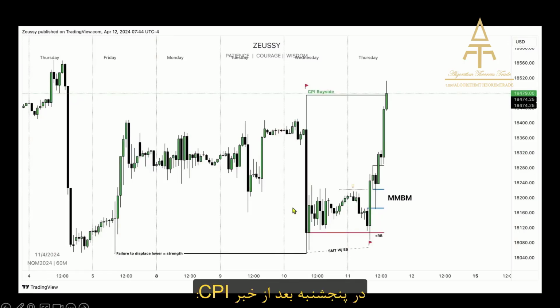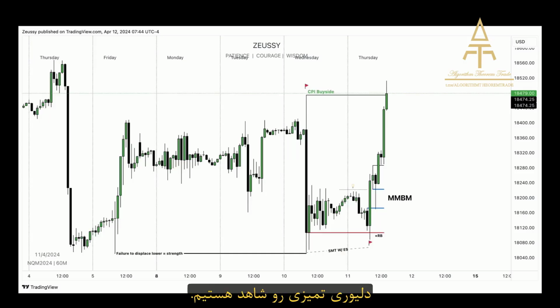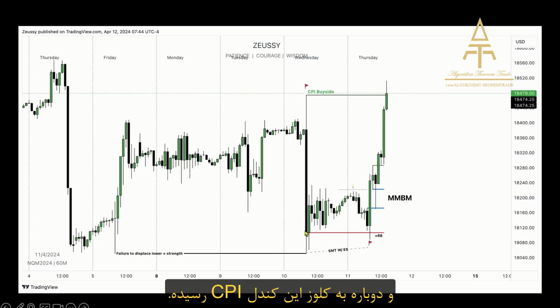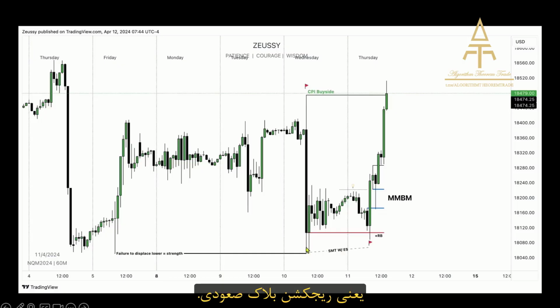So the day after CPI, meaning Thursday, we saw the following occur. We saw a very clean delivery day where the market did the following. First of all, the market opened up and it manipulated lower, trading into the close of the CPI candle right here to the wick. This is a rejection block, bullish rejection block.